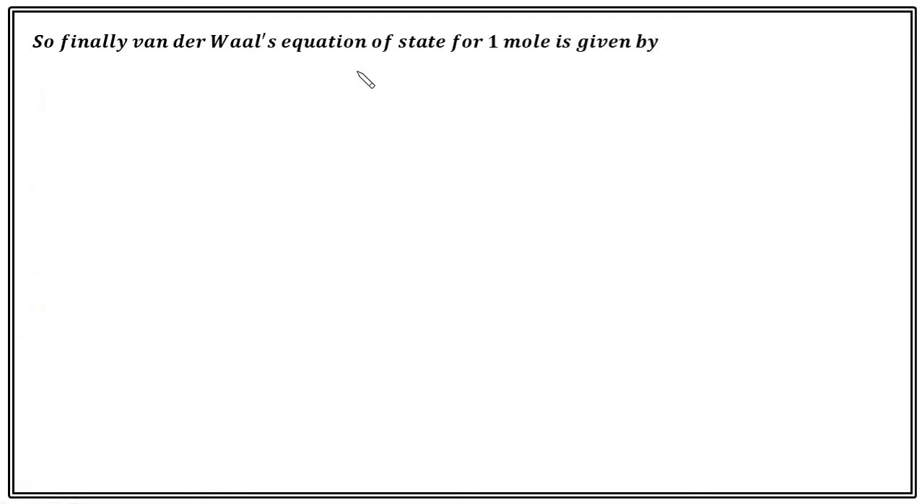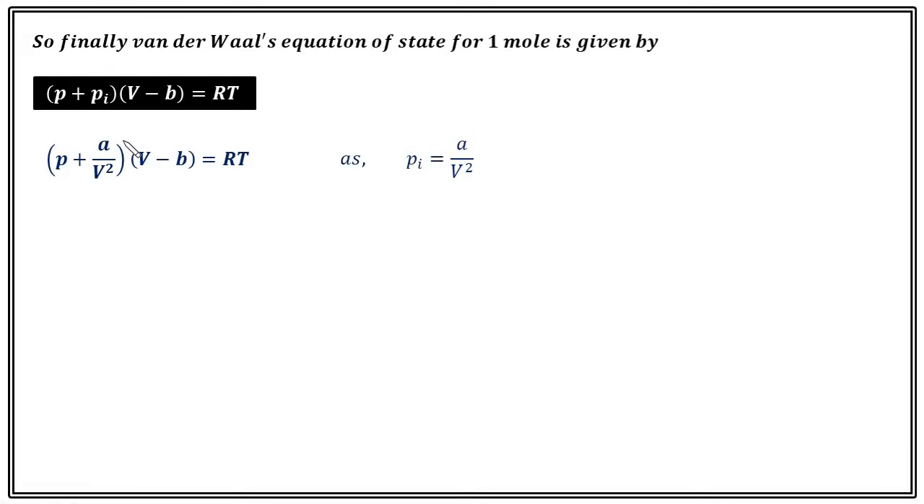So the final equation of state for 1 mole of a gas is given by (P plus A upon V square) into (V minus B) equals RT. This is the final equation of state. This is also called van der Waals equation of state, and any gas which follows this equation of state is called a van der Waals gas.